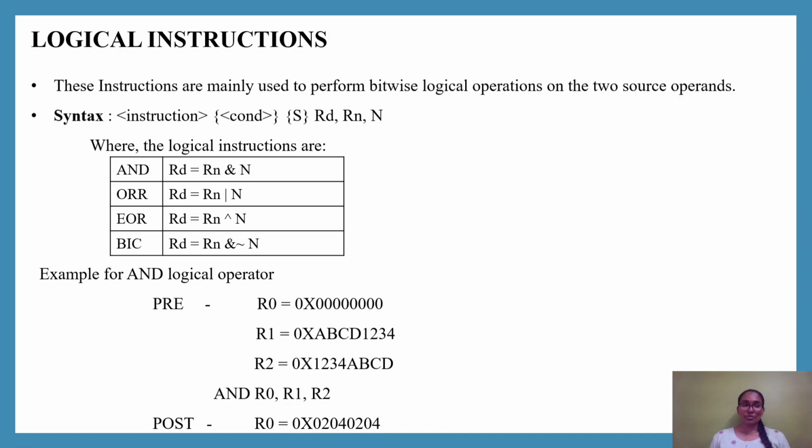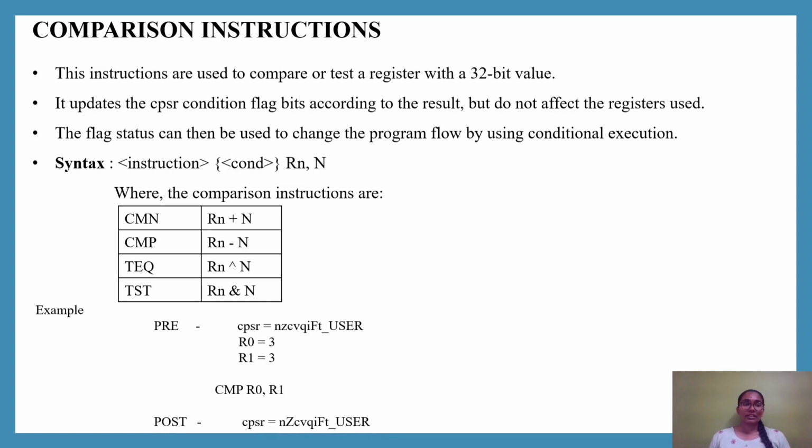Now let us move to comparison instructions. These instructions are used to compare or test a register with a 32-bit value. It updates the CPSR flag condition bits according to the result, but does not affect the registers used. So the syntax here is instruction, condition, RN, and N. The instructions are CMN, compare negate, CMP, compare, TEQ, test equality of 32-bit value, and TST, test bits of 32-bit value.